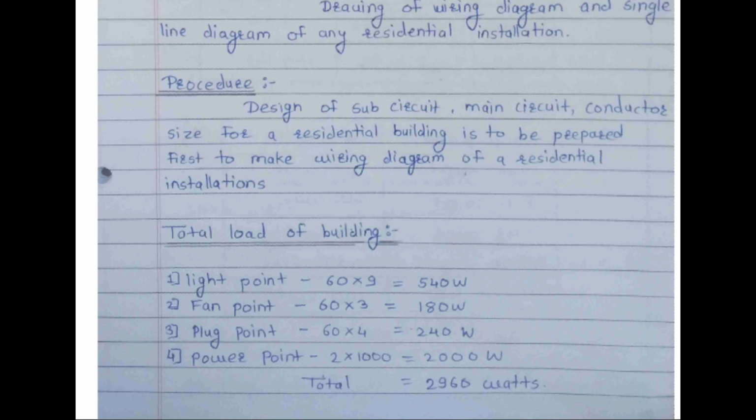First is light point, second is fan point, third is plug point, and fourth is power point. Light point means light is 60 watt and there are 9 light points. So 60 into 9, that is 540 watt. And for fan points, there are 3 fans, and there are 4 plug points and power points. So this is the total.